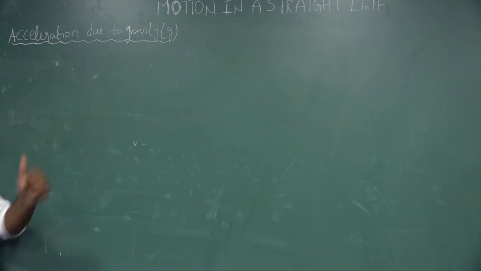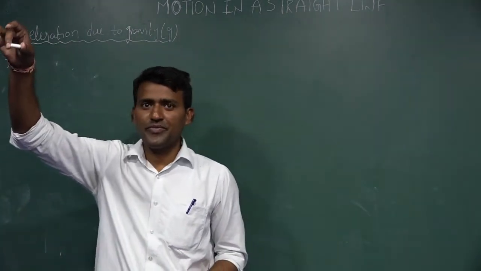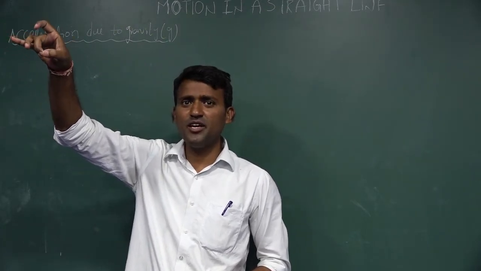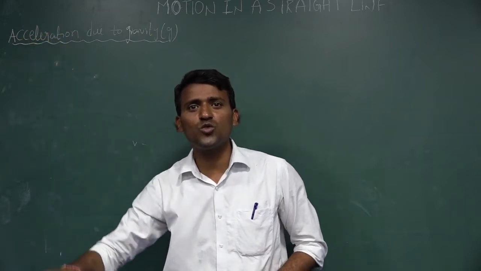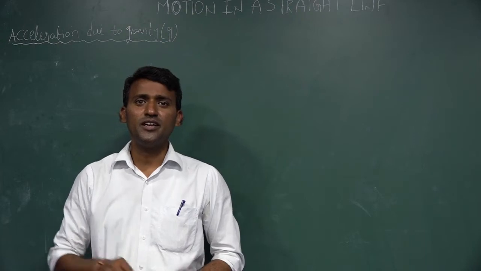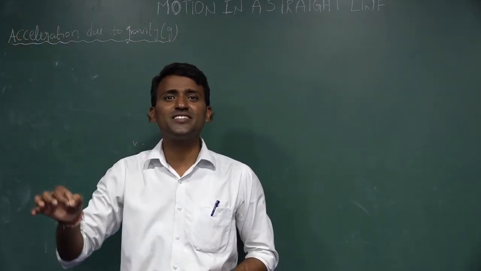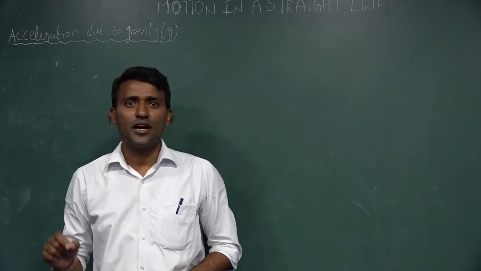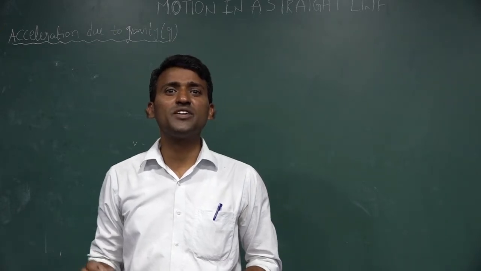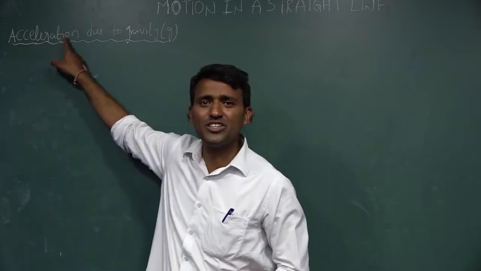Acceleration due to gravity. What is acceleration due to gravity? See here, I give one example. When I leave this object, it falls in the downward direction under the influence of the gravitational force. An object accelerates towards the center of the earth under the influence of the gravitational force. That acceleration is called acceleration due to gravity.